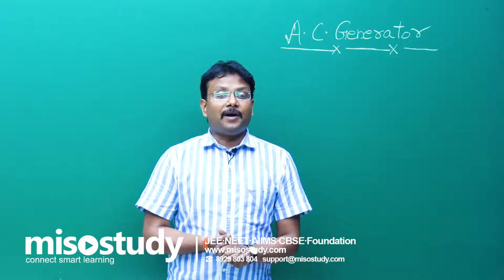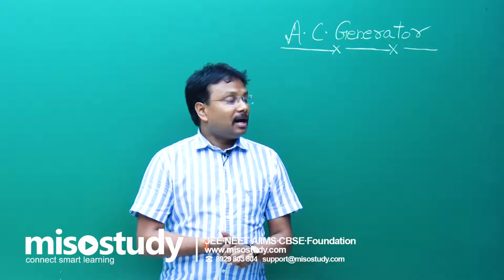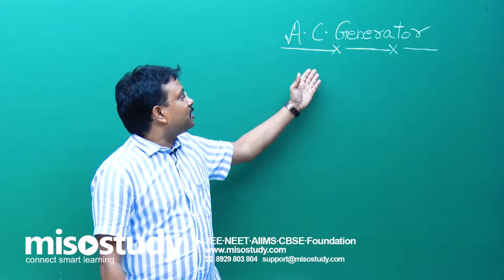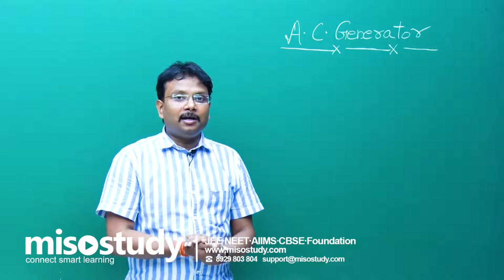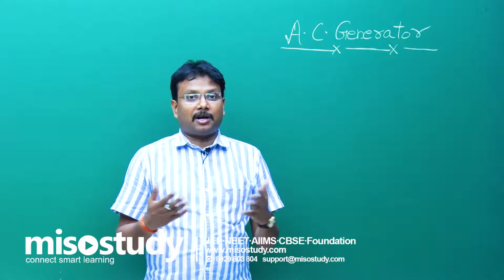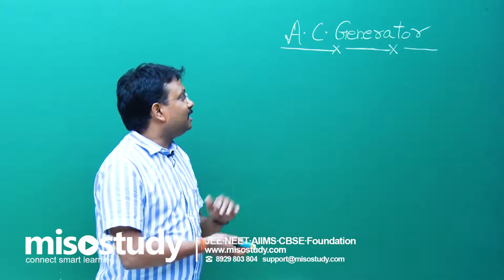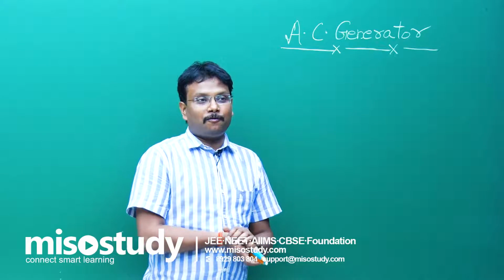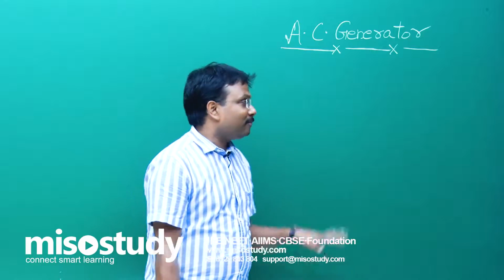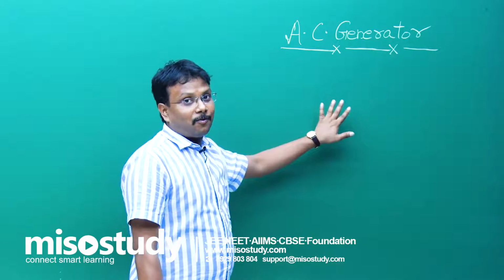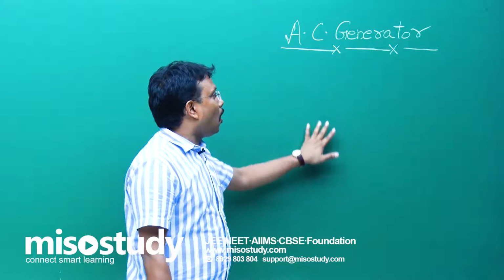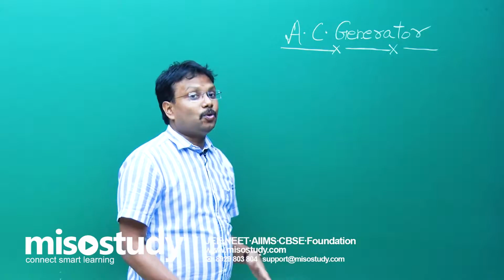In this chapter there is one very important device description, and after understanding this device, that is the AC generator, you may start your own power company. You can produce your own power and start selling that power, so there is no need of studies after class 12th. Just try to focus on this chapter and learn all these concepts.